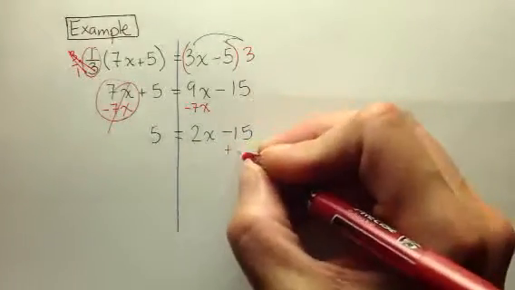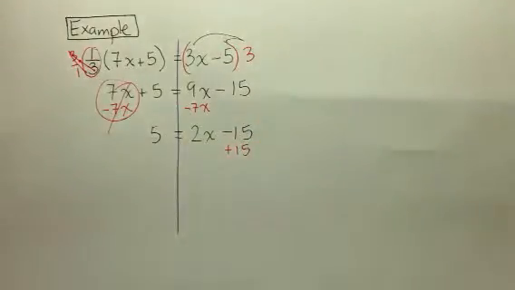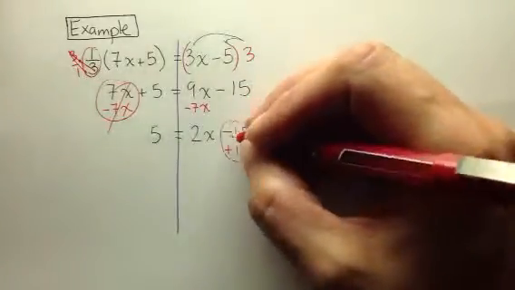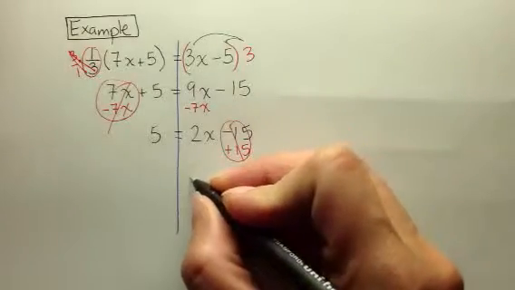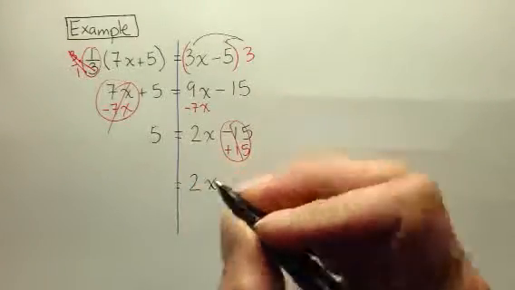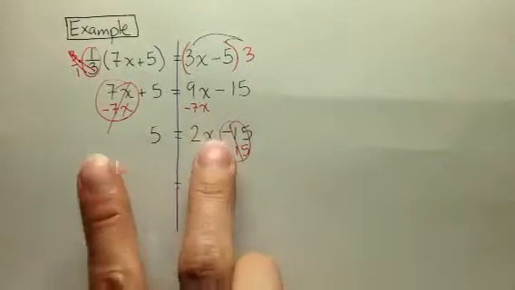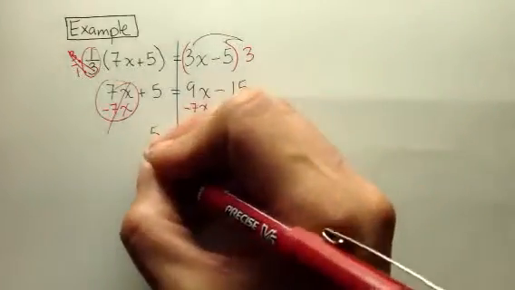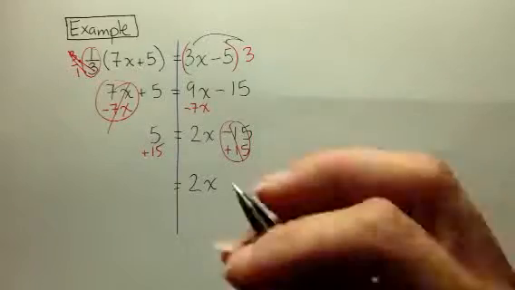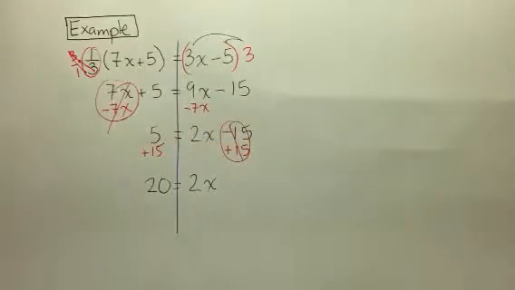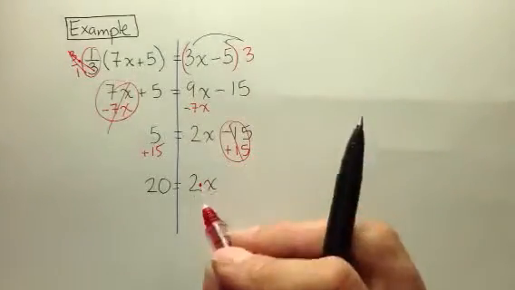I'm going to use my inverse property here. When I add the opposite, I get 0. My identity property says I don't need to write that anymore, so I'm just going to have 2x on this side. Remember, I got to keep my scale balanced, so I got to come over here and add 15. So that gives me 20. Alright, now I'm one step away. This is 2 times x.